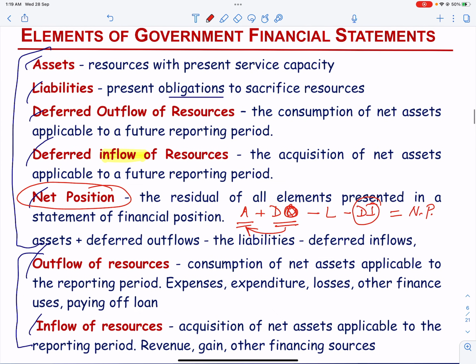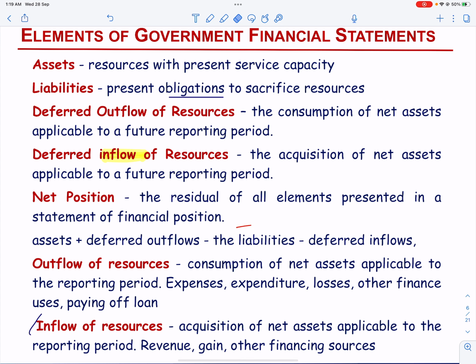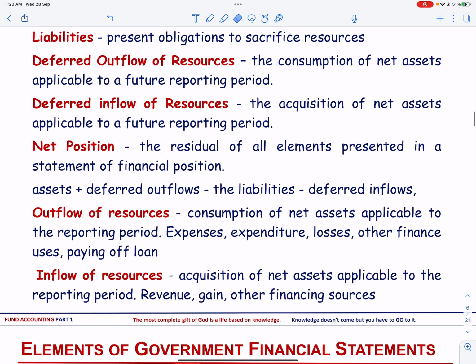So these are the 5 elements, and they are called the financial position accounts: assets, liabilities, deferred outflow of resources, deferred inflow of resources, and the net position. The remaining 2 elements, outflow of resources and inflow of resources, are like income statement accounts.